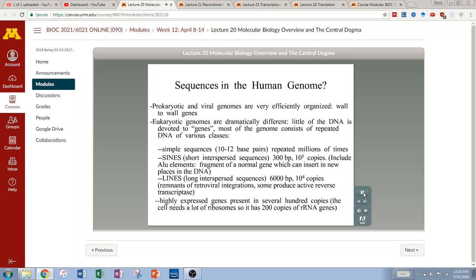There's a dramatic difference between prokaryotic and eukaryotic gene structure. Prokaryotic and viral genomes are very efficiently organized. They contain wall-to-wall genes with very little wasted space. In contrast, eukaryotic genomes have a relatively small fraction of the DNA devoted to genes. Most of the genome in higher eukaryotes consists of repeated DNA of various classes. There are simple sequences of 10 to 12 base pairs that are repeated millions of times.